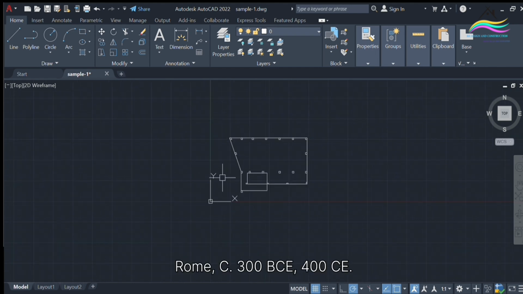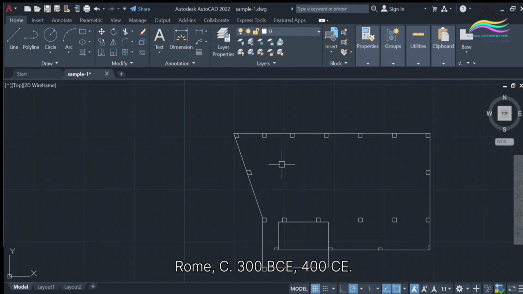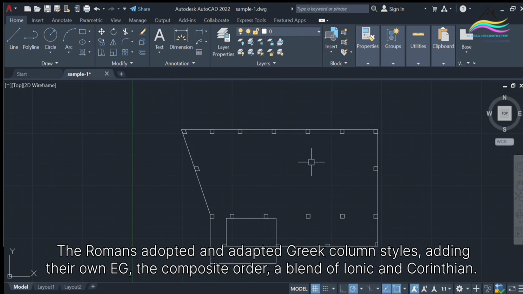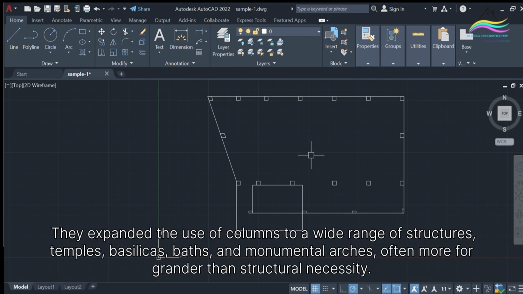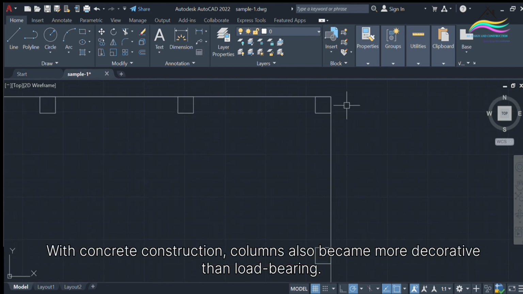Rome, c. 300 BCE to 400 CE. The Romans adopted and adapted Greek column styles, adding their own, e.g., the composite order, a blend of Ionic and Corinthian. They expanded the use of columns to a wide range of structures: temples, basilicas, baths, and monumental arches, often more for grandeur than structural necessity. With concrete construction, columns also became more decorative than load-bearing.